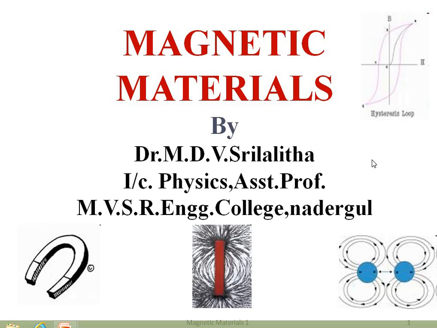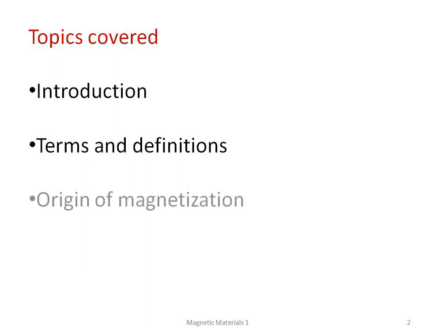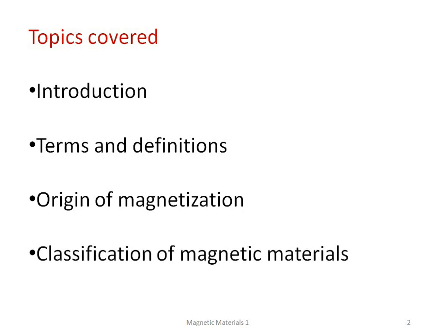This is a lecture about magnetic materials, which is divided into two parts. This is the first part of the lecture. Before starting, I want to discuss the introduction about the magnetic materials, and let us continue after that with some terms and definitions, the origin of magnetization, and end this lecture with the classification of magnetic materials.